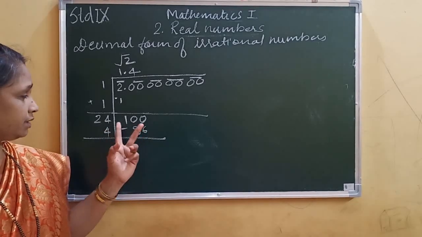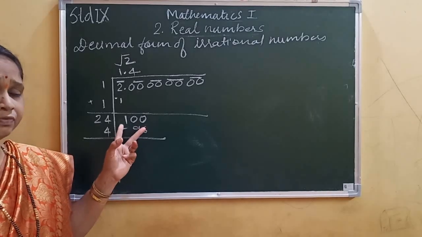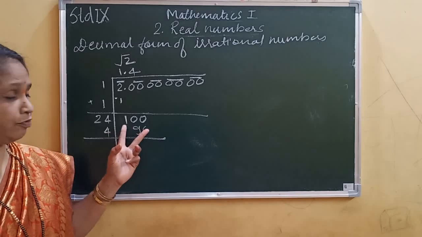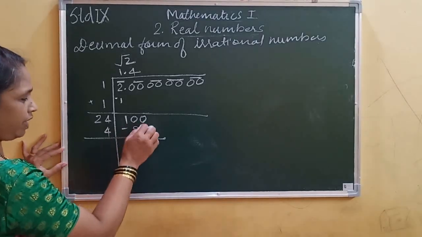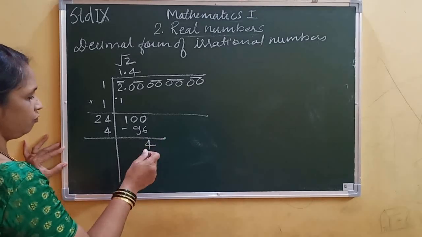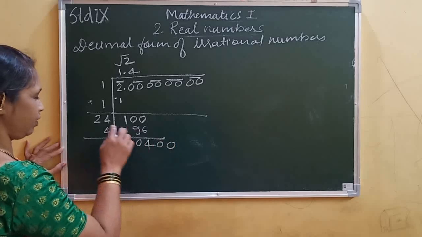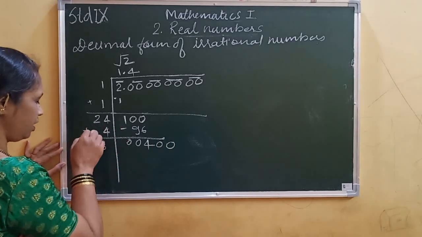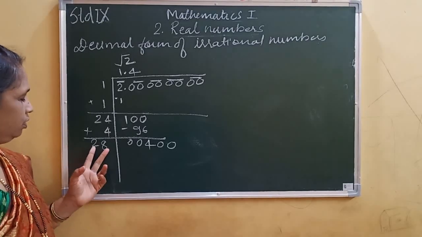So we have to select such a number which we are able to subtract from the given number. Okay, so here we got 96. Now 100 minus 96 is 4. Okay, now we can take down 2 more zeros. Now here 4 plus 4 is 8, and here 2. Now how much did we get here?